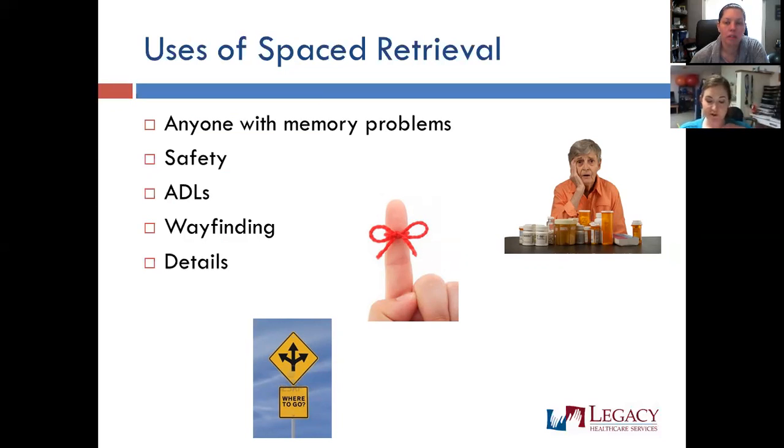I have to get permission from our facility, but I would love to put an information sign on our memory unit and then use spaced retrieval to teach people how to go and look at it. In the afternoon when everyone's sundowning, they don't remember, they want to go home, and they wonder why everyone's in their home. It's one of the two.